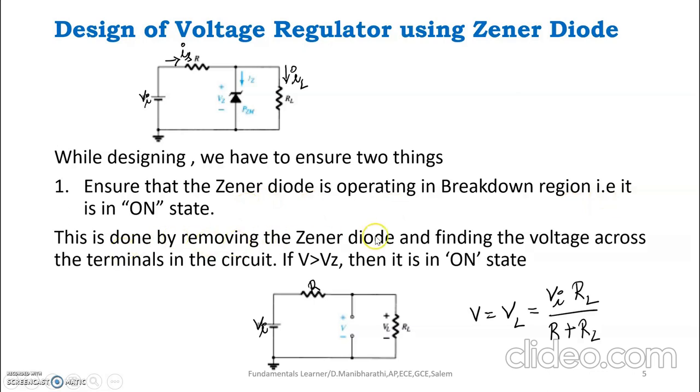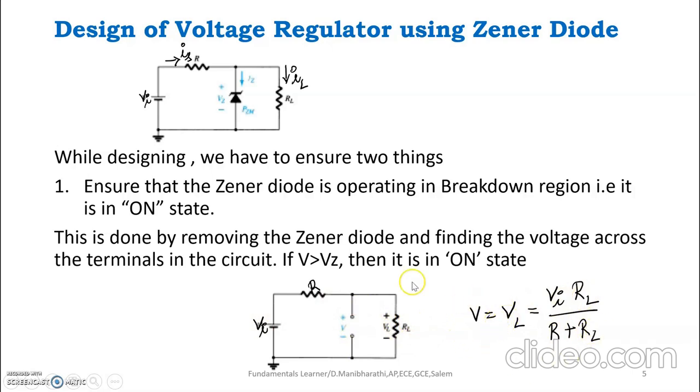This is done by removing the Zener diode. I will remove the Zener diode and I will find the voltage across this point, across the terminal in the circuit. If this voltage is greater than VZ, I can conclude it is in the on state, right? You know, from circuit analysis, voltage divider rule. To find out V, what I have to do? Total voltage is your VI into the corresponding resistance. The voltage is across RL, the corresponding resistance RL divided by R plus RL.